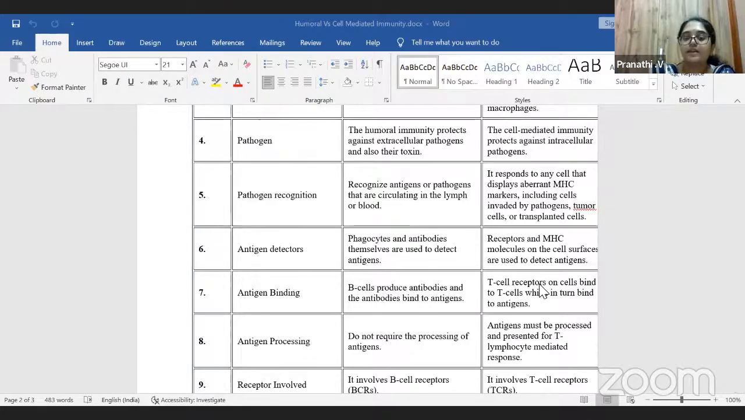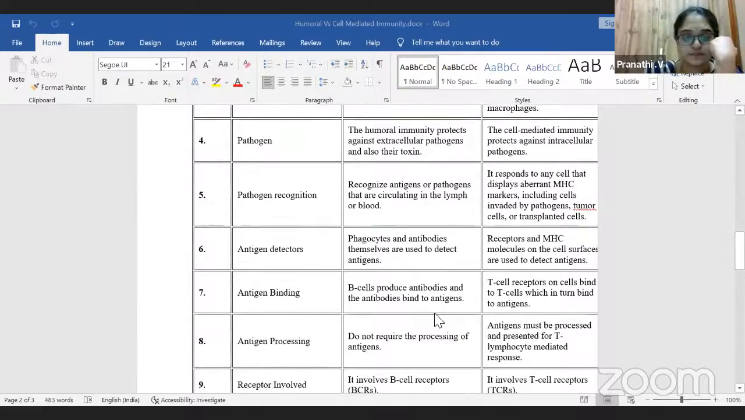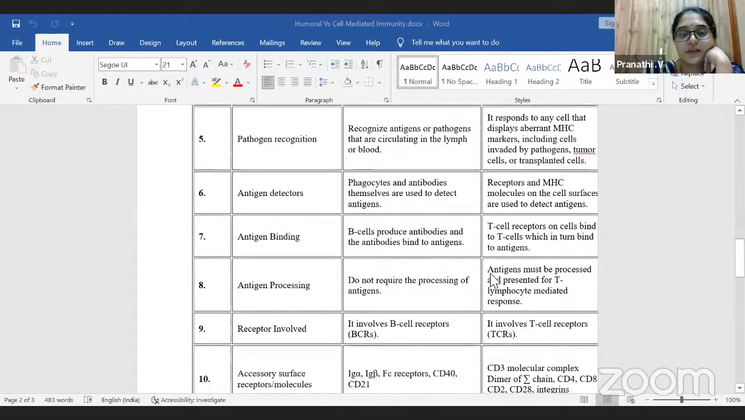Whereas in cell-mediated immunity, it is T cell receptors on the cells. They bind to the T cells, which in turn bind to the antigens. Then the processing of the antigen, how it is done, is given over here. And you can see the detection of the antigens, the binding of the antigens, the processing of antigens, and whether there are any kinds of receptors involved.